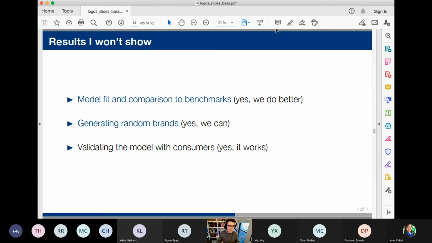And actually using that random brand generation, another thing that we've done very recently, which I again won't be sharing today, is we've used this to validate that the model generates and produces insights that consumers also think make sense. So we showed different aspects of this model and its results to real live people and asked them questions to get at, do they think in the same way that the model seems to be thinking? And indeed they do. So we validated the model in that way too.